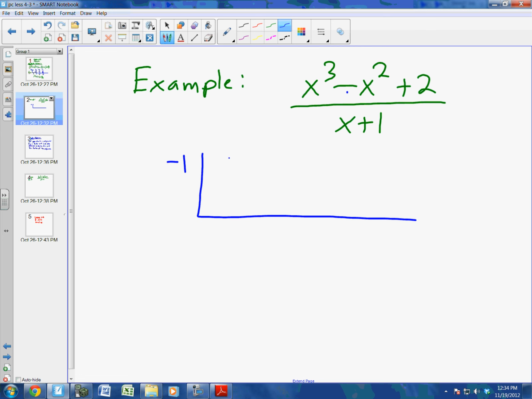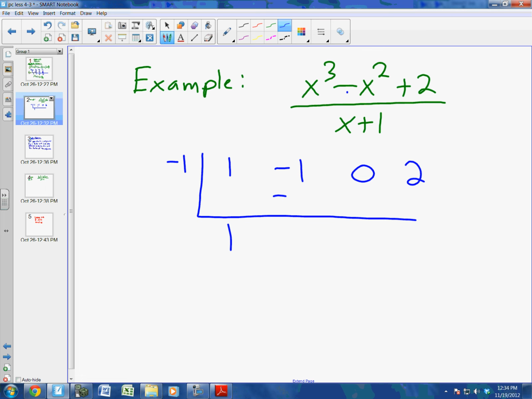What are my coefficients? 1, negative 1, 0, and 2. Why the 0? How many of you forgot the 0? Why is there a 0 there? Yeah, we had the x to the third power, x to the second power. We're missing the x to the first power, which means its coefficient was 0. Bring down the 1, and you're ready to begin. Don't forget to insert zeros in there.